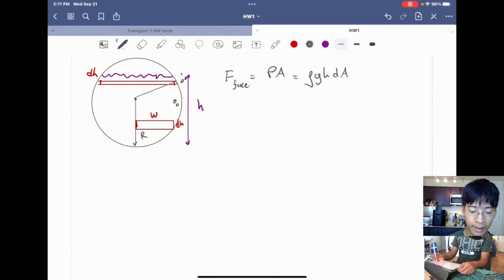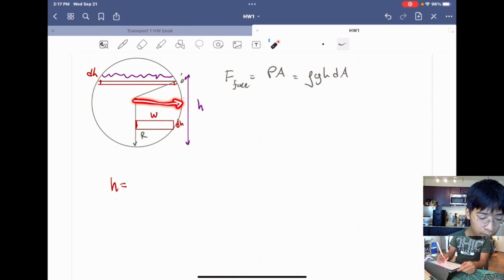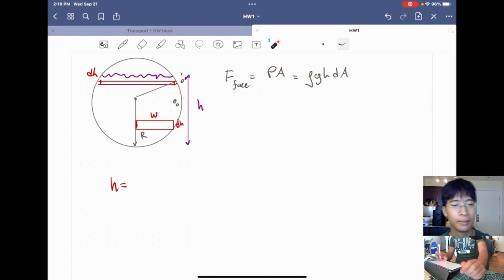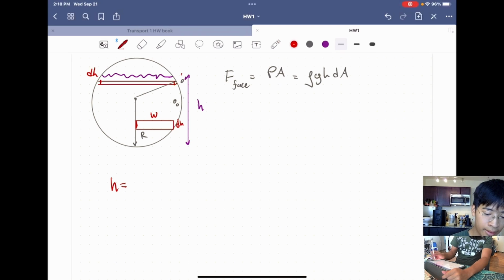So let's take care of our h term. What is h equal to? You'll notice that here, this is r, the radius, from the center. You'll notice that for some additional height, that's equal to r sine theta. So we can say that this is what? R plus r sine theta.